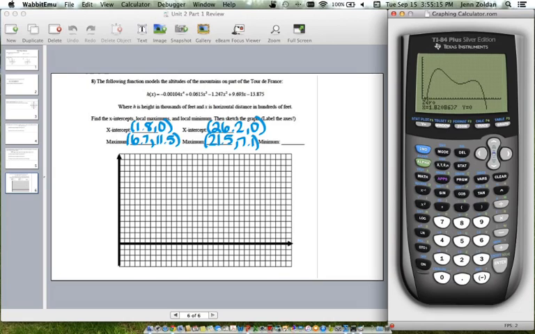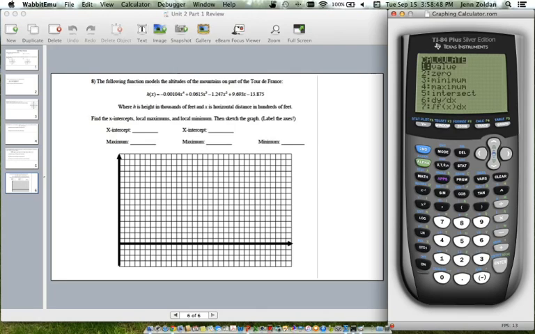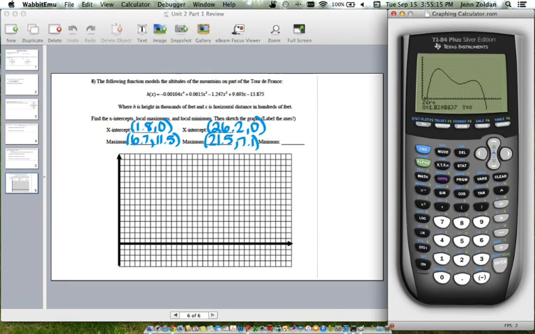So I'm going to go back to my graphing calculator. Going to hit second trace, number 3 minimum. So now I'm going to move to the left side of the bottom hump, hit enter, move to the right side of the bottom hump, hit enter, enter again. And that is at 16.1 and 5.7. So 16.1 and 5.7. Okay, now that we have all 5 of those points, we can go ahead and graph them.